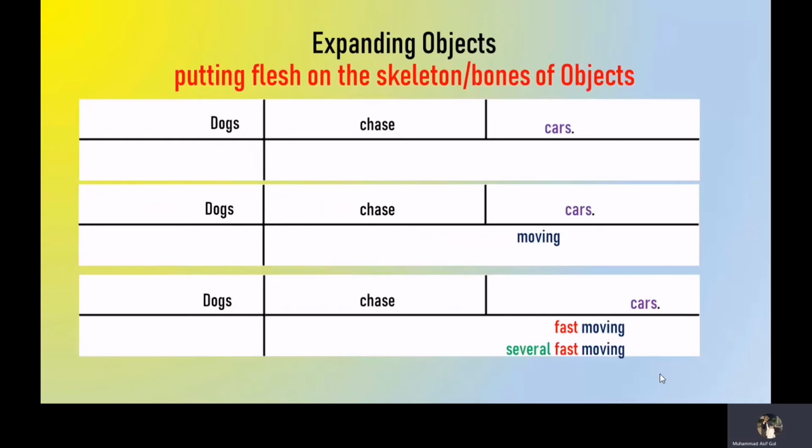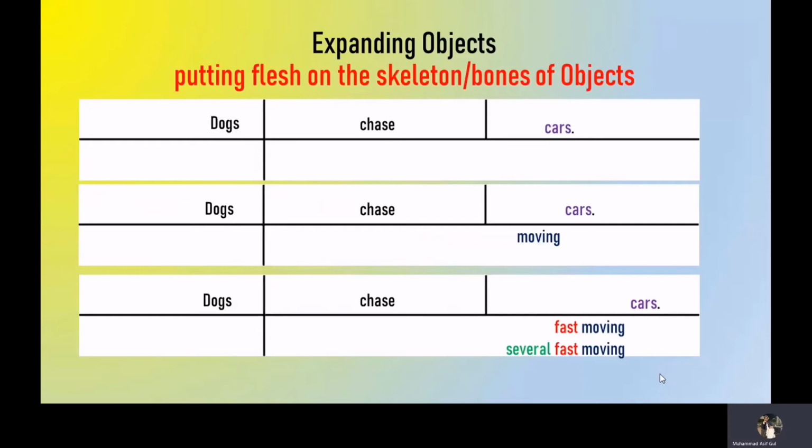If we add this word, moving, before it, we are expanding the object. Moving will be acting as an adjective. Cars is a noun and moving is giving us further information about cars. So moving will then be an adjective. We can expand it further by saying that dogs chase fast moving cars.